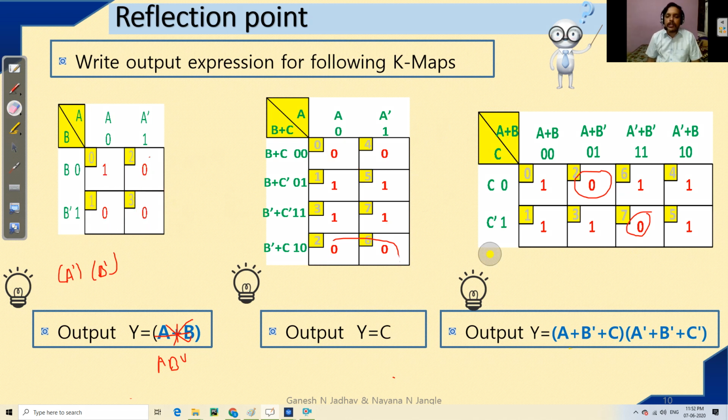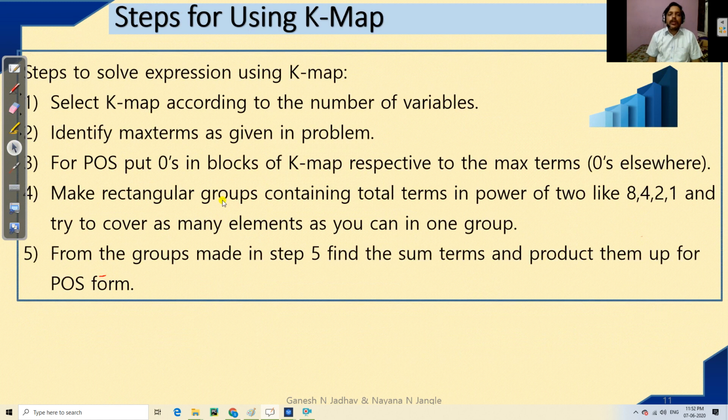Please practice this K-map with the possible inputs, and try to write down the output equations for each. So what are the steps? Again, after a problem we are seeing the steps. This is called problem based learning. In problem based learning, first we pose the problem and then we see the theory. So select the K-map according to the number of variables. Identify the max terms. In POS we have to identify the max terms. Put the zeros in the blocks of the K-map with respect to the max terms.